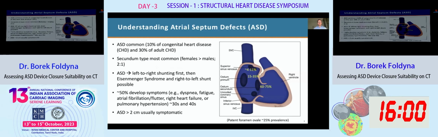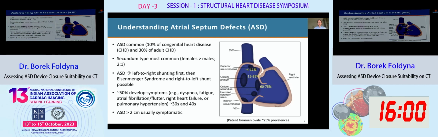So before we talk about the imaging, it's important to understand what ASD is. ASDs are abnormal connections between the right and left atria. These defects are common, accounting for approximately 10% of all congenital heart disease cases. Secundum type ASD is the most common one with 60 to 75% prevalence and twice as common in females compared to males. In general, ASD leads to a left-to-right shunting due to the higher pressure in the left atrium compared to the right atrium.